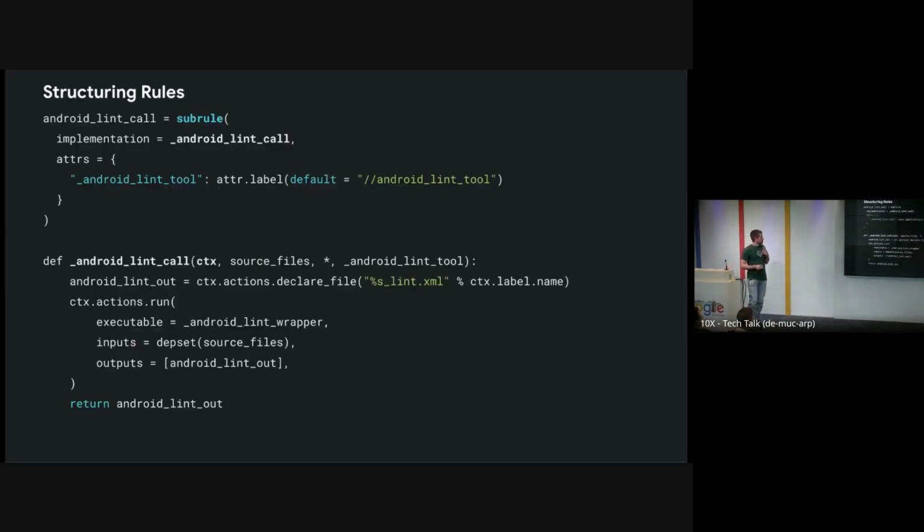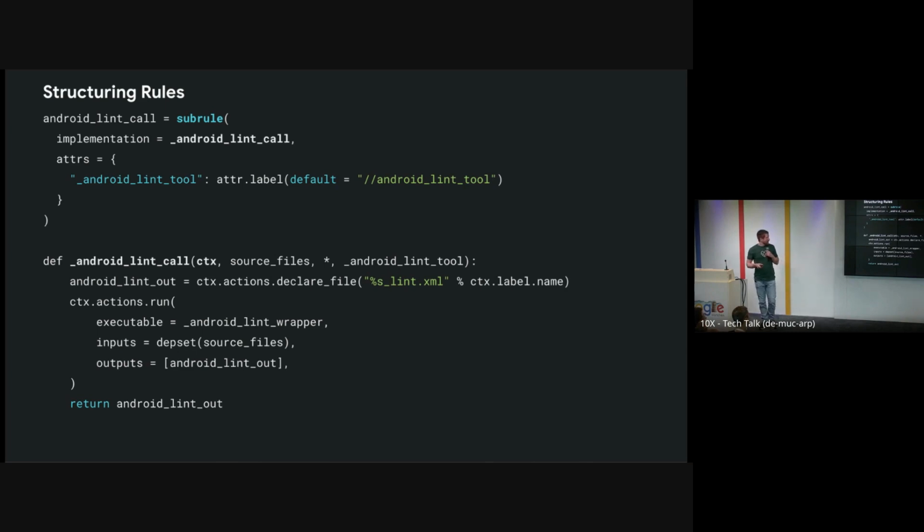How does the code look like? Also written upside down. So you have an Android lint call, which is a subrule. It has its own implementation function, and you are able to define implicit dependencies or private attributes. Those are the encapsulated parts. Only the subrule can access those private dependencies, and it can expect to work in different contexts.